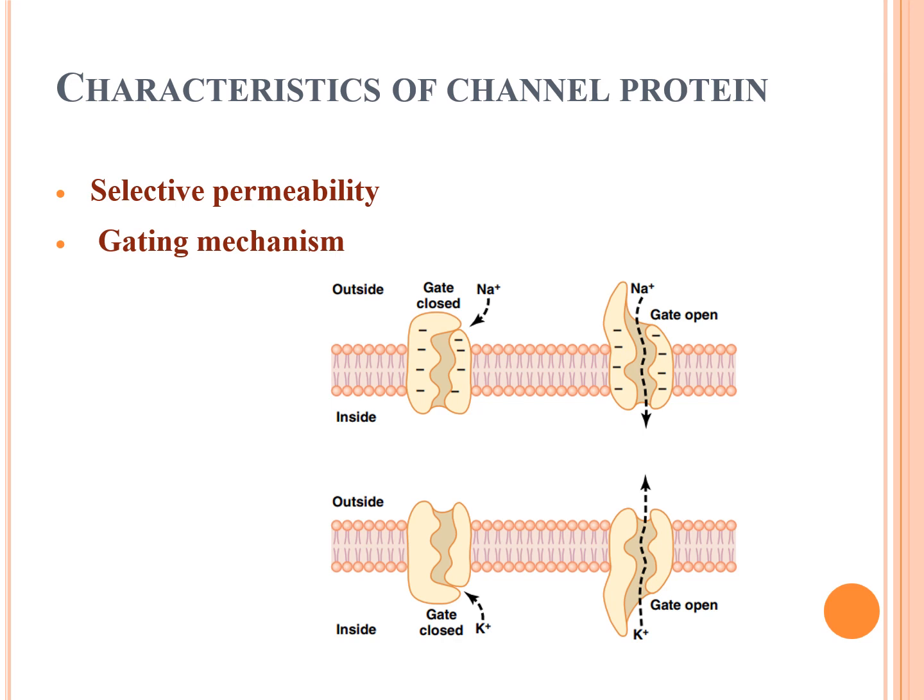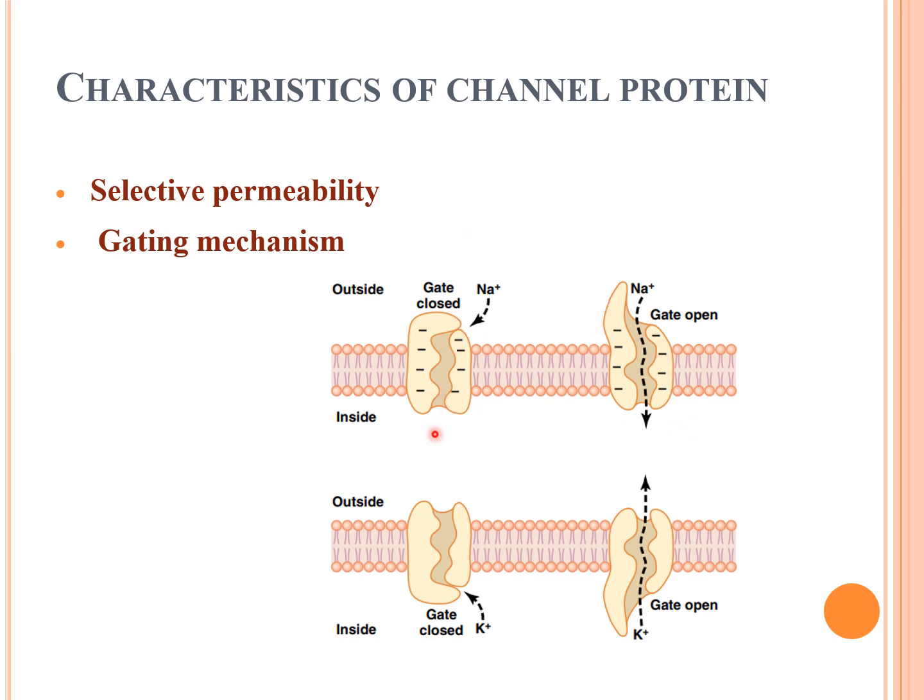It will not allow any other ions. If it is a potassium channel, it will allow only potassium ions to pass through the cell membrane. It will not allow any other ions to pass through the cell membrane. So that is the meaning of selective permeability. And the second important feature of the channel proteins is the gating mechanism. Some channels are always open, whereas some channels will have gate-like extensions. These are tube-like extensions which are present in the cell membrane.